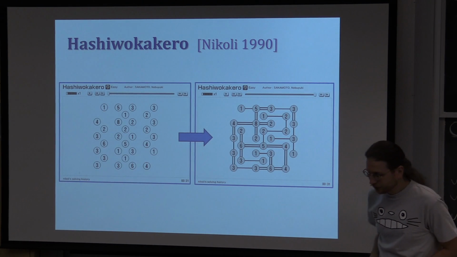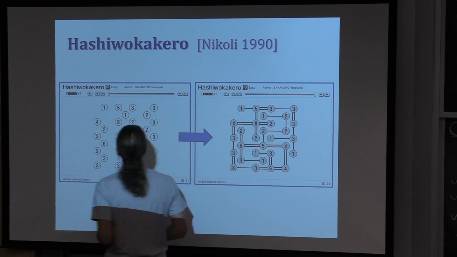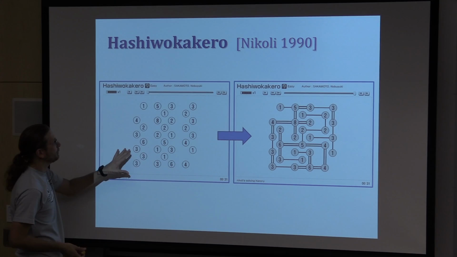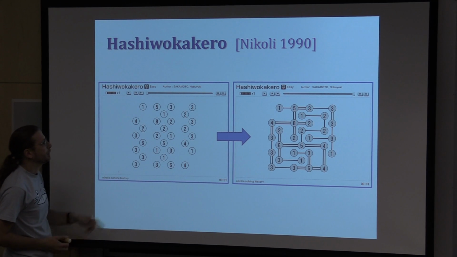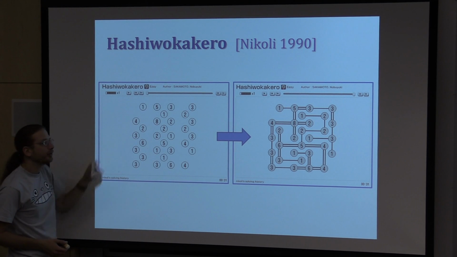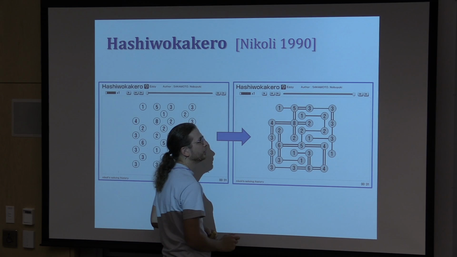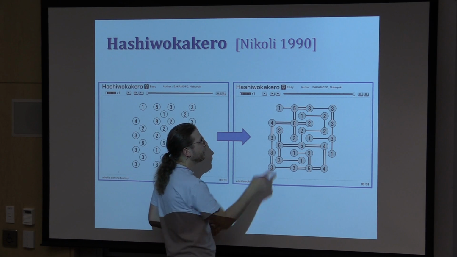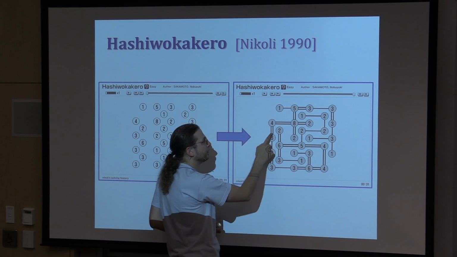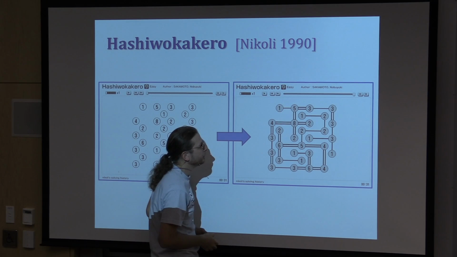Another Nikoli puzzle, Hashiwokakero, bridge building. You have a bunch of dots in the plane. Each dot has a number on it, specifying a degree request. And your goal is to make a connected structure. It looks like it's usually a tree, but that's not part of the constraints, where every vertex has that degree. You can use multiple edges. You can build multiple bridges between the same two cities.